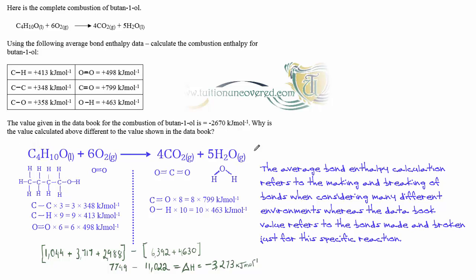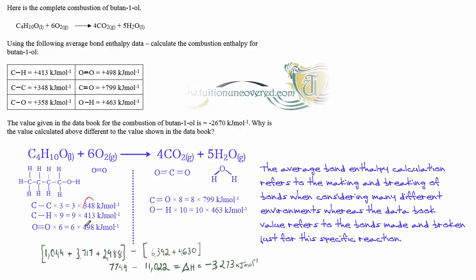I've got my reaction here. I've put a line down the middle to separate my reactants and products. Altogether, I was breaking 3 carbon-carbon bonds. Here's a calculation. 9 carbon-hydrogen bonds. Here's a calculation as such. And 6 oxygen-oxygen double bonds.